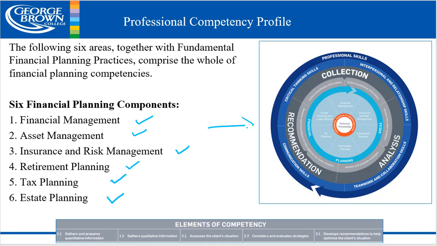So again, I've got the wheel here, the graphic, and we can see that for each one of the financial planning components or areas, we're going to collect, gather and prepare quantitative information. We're going to gather qualitative information, that's within the collection phase. Then we're going to assess the client's situation and consider and evaluate different strategies. That's under the analysis. And then finally, under the recommendation, we develop recommendations to help optimize the client's situation.